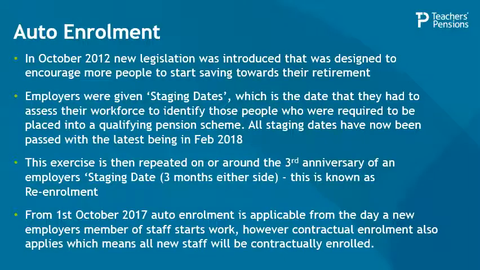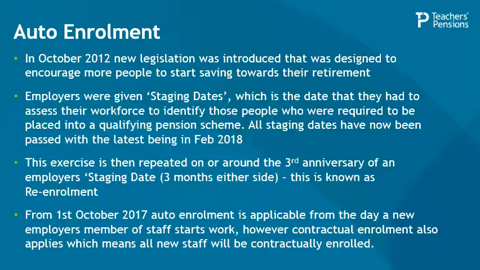Auto-enrolment was brought in October 2012 by the pensions regulator to encourage more people to start saving towards their retirement. Employers were given what is called a staging date, which is the date that they had to assess their workforce to identify any members who were required to be placed in a qualifying pension scheme. This exercise is repeated on or around the third anniversary of an employer's staging date, and as an employer, you have the ability to either delay or bring this date forward by 3 months.